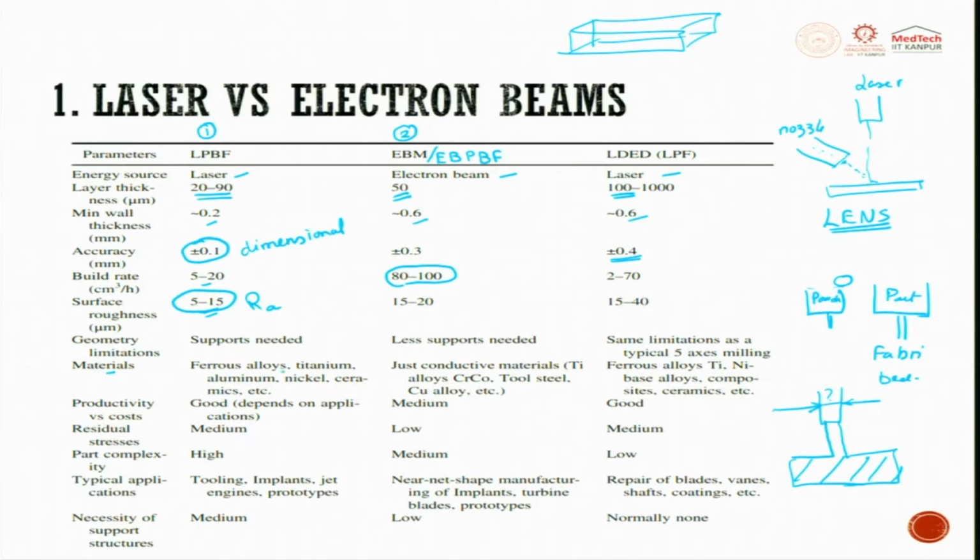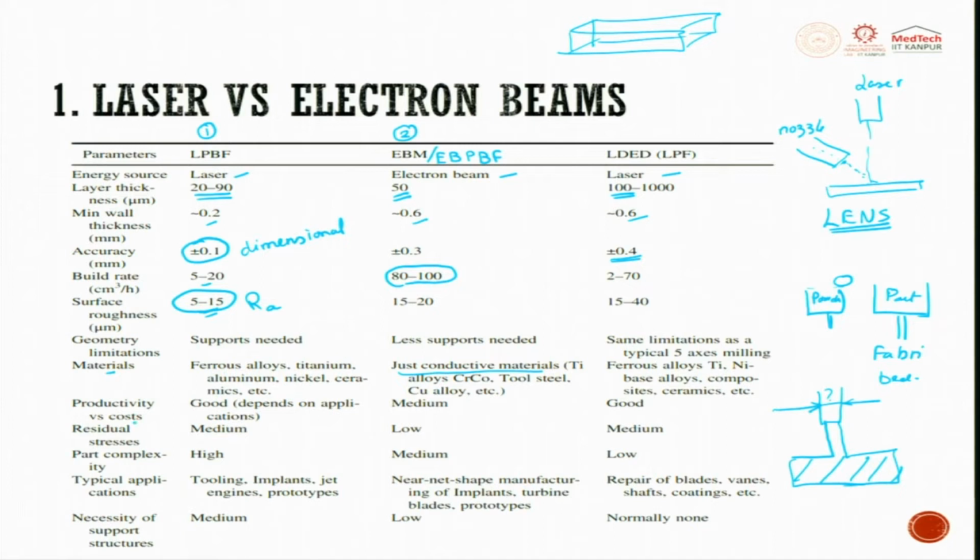Ferrous alloys, titanium alloys, nickel and ceramic are used as material here. In electron beam, just the conducting materials alone can be used. You use titanium alloys, chromium, cobalt, tool steels, nickel alloys and cobalt and copper alloys. When we talk about laser DED, here again you can use everything we used here. It is basically depending upon the material and the electron beam.